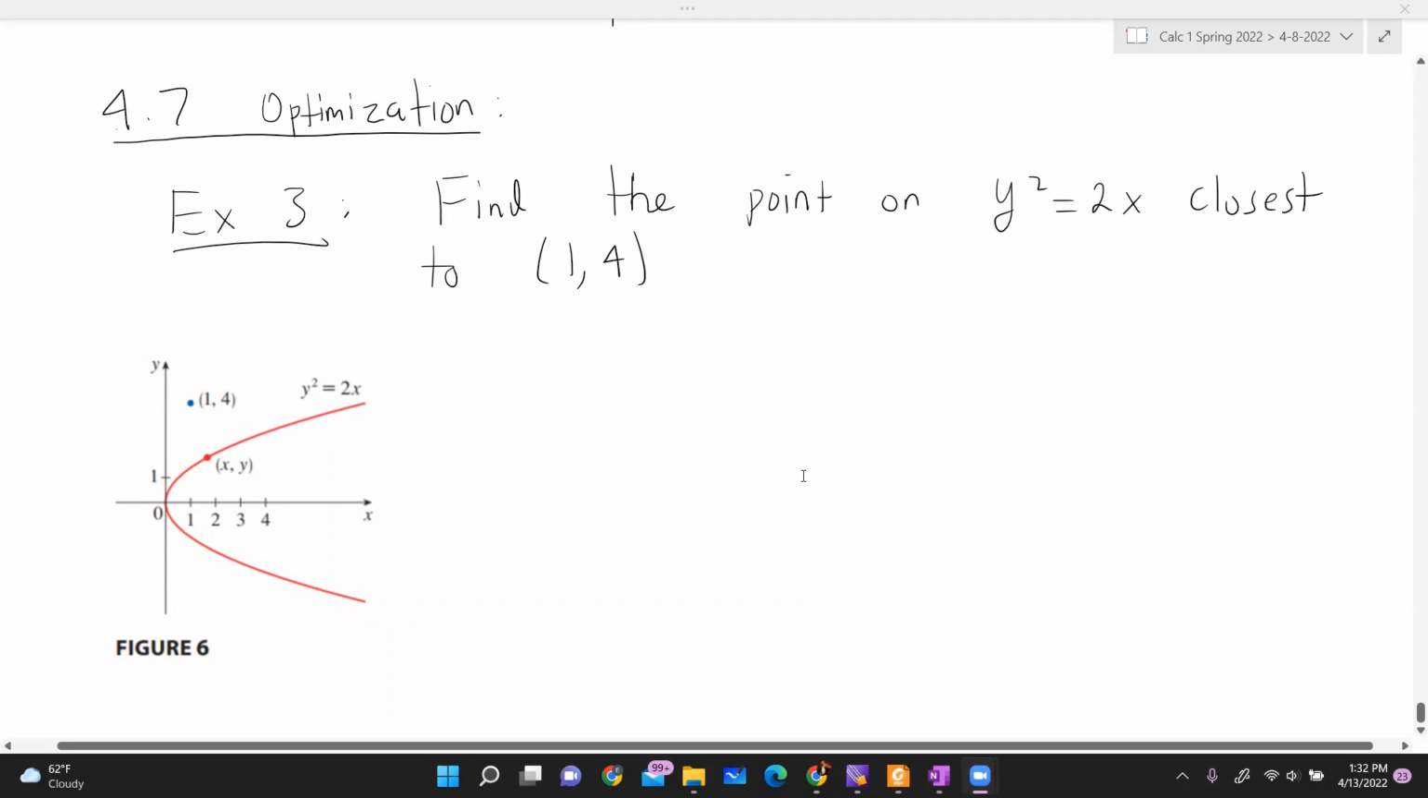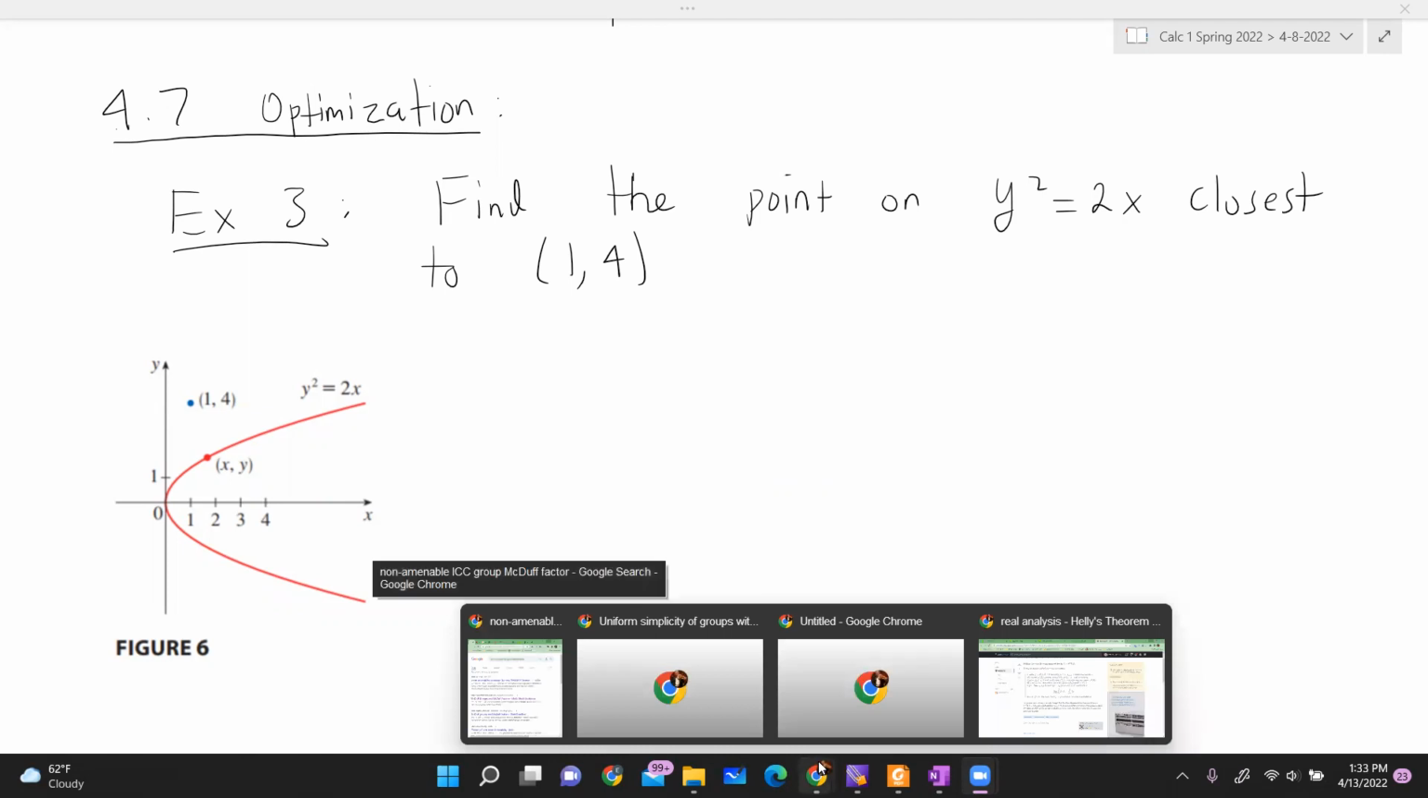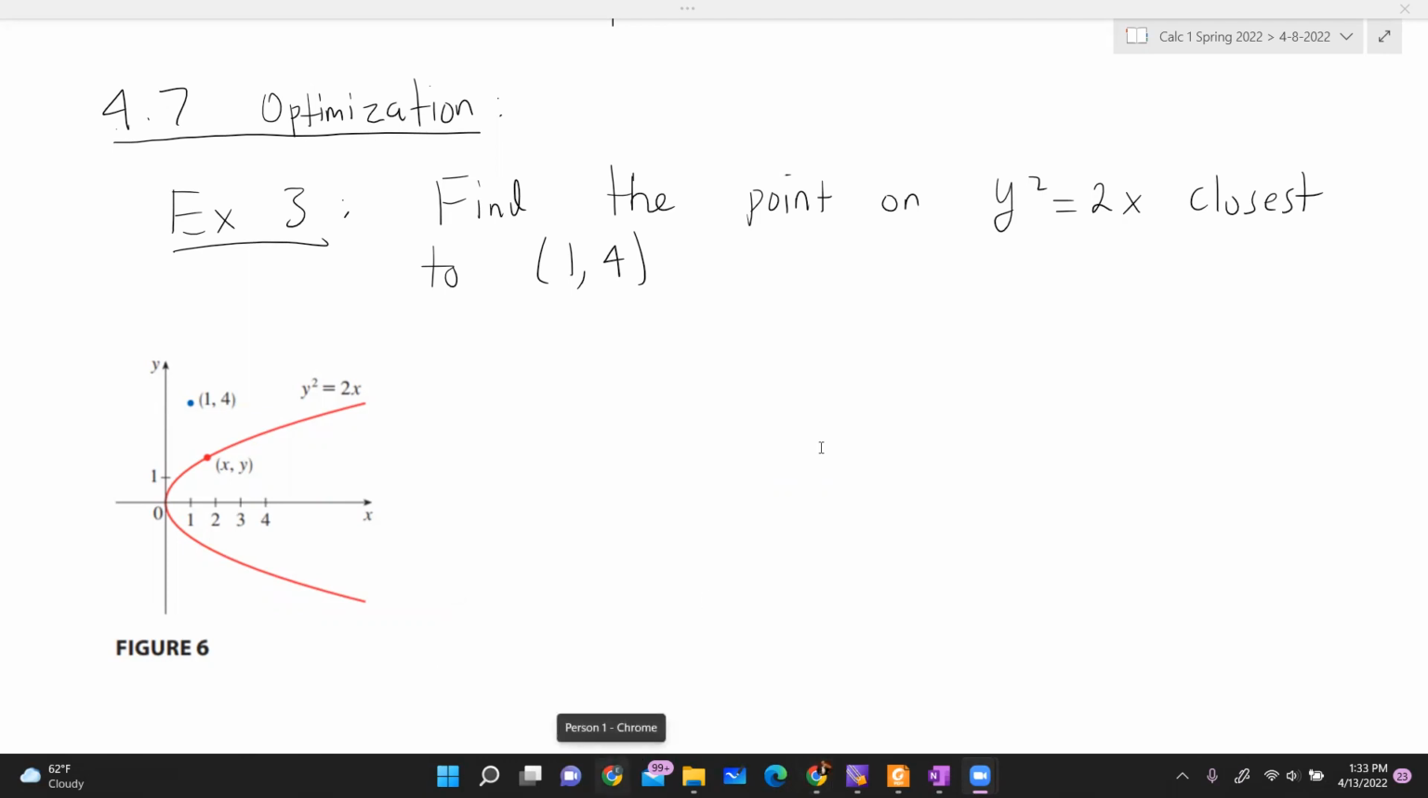And let's see, so here's example 3. The example is: find the point on the parabola that's closest to the point (1, 4). And so here's a sketch of what's going on over here.